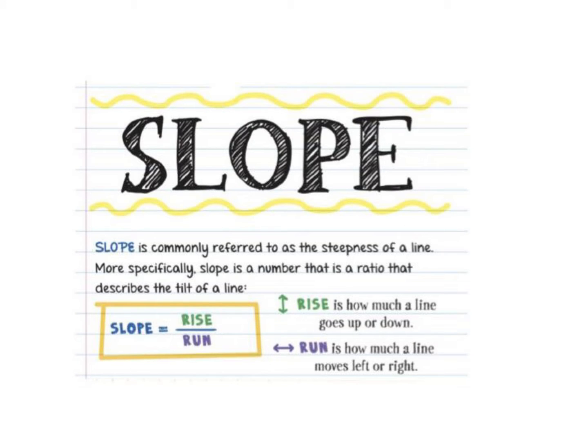So let's talk about slope. Slope is commonly referred to as the steepness of a line. And more specifically, slope is a number that is a ratio that describes the tilt of a line. You've probably seen the equation or the ratio rise over run to represent slope. And you should remember that rise is the up and down change of your line, right? And run is left to right, how your line changes or how it moves.